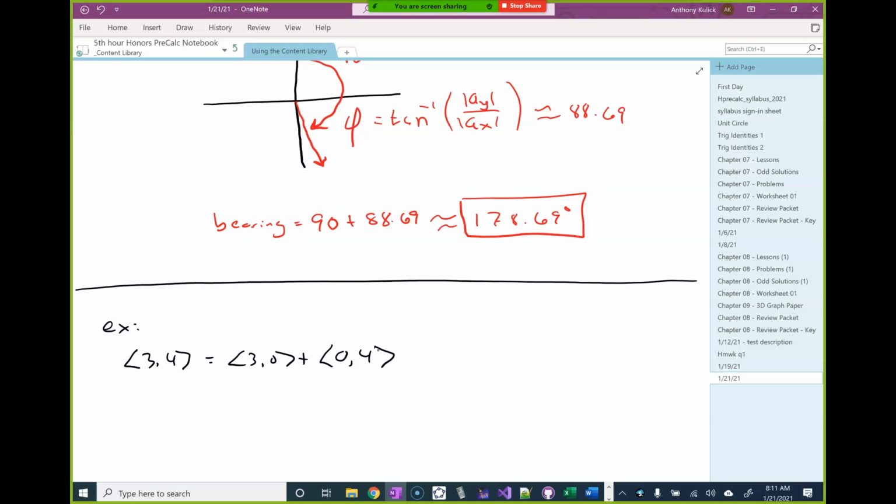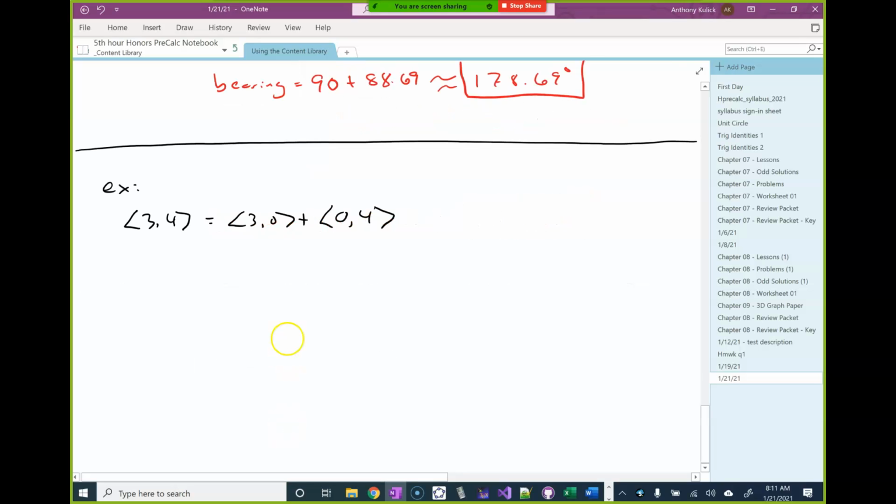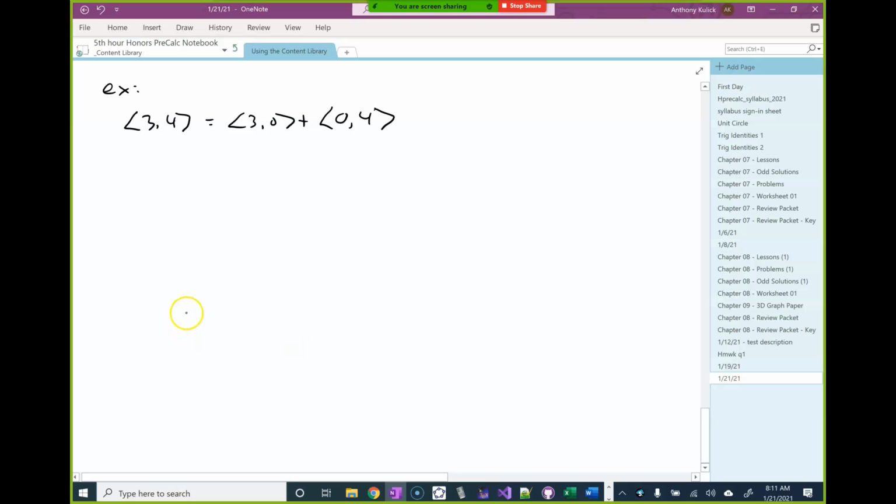But what if we want one of the orthogonal components to be in the same direction as another vector? So what we're talking about is, say we have this vector u.